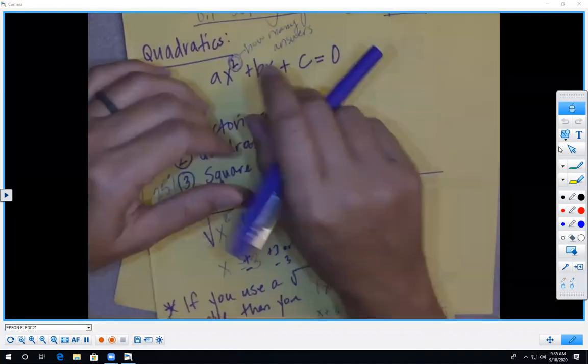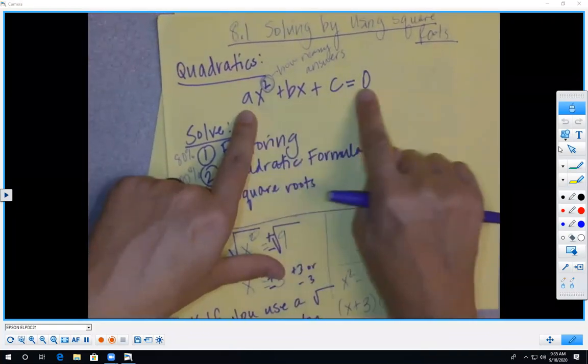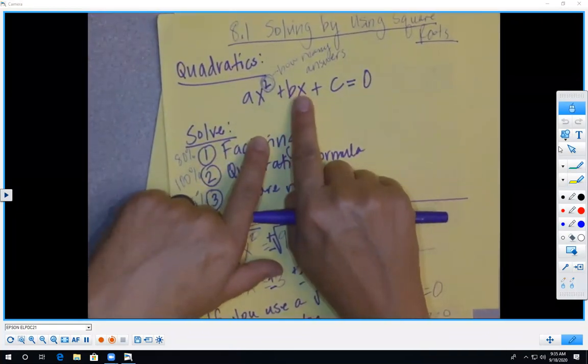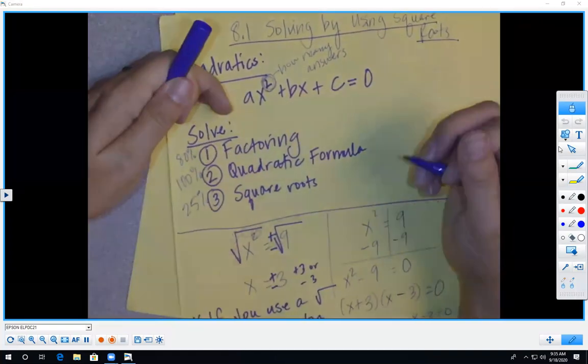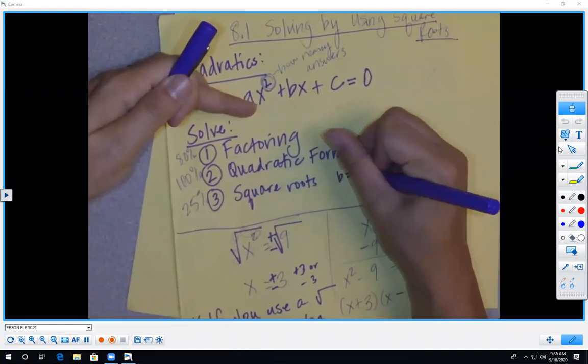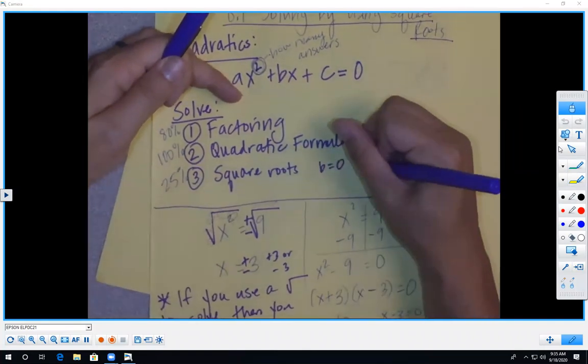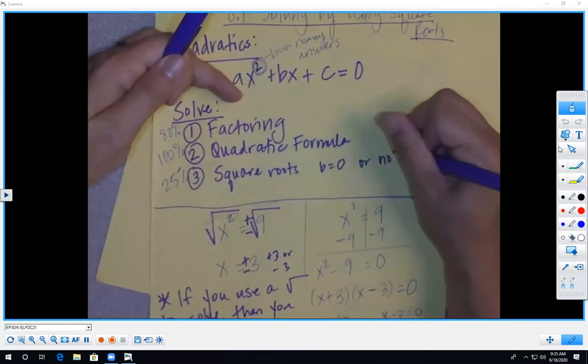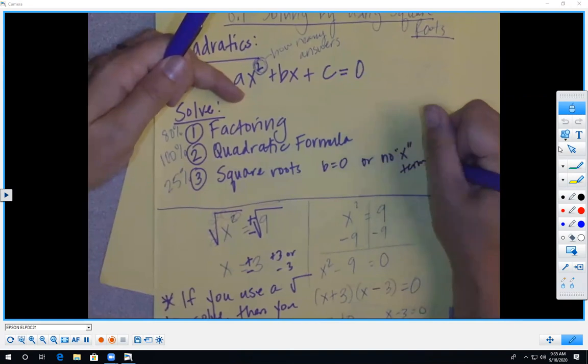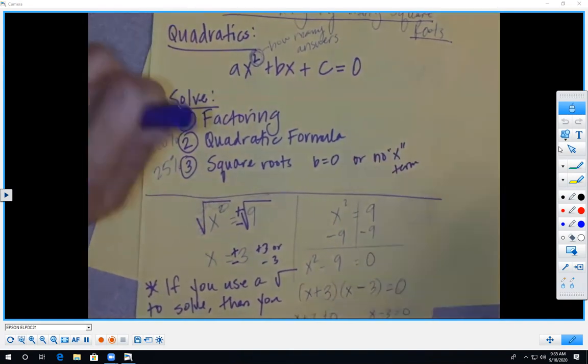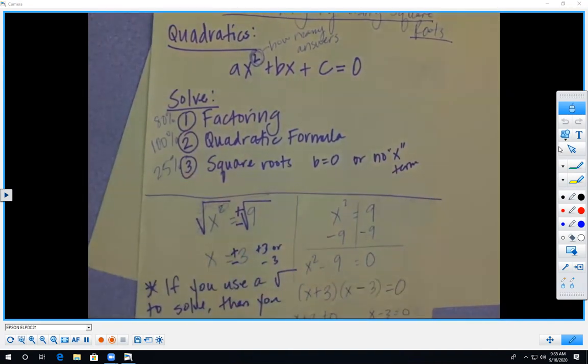The only time we can use square roots is whenever my quadratic doesn't have that bx term. So we can only use this when b equals 0 or no x term, however you want to think about it. So we can only use square roots when I just have an x squared and a number.